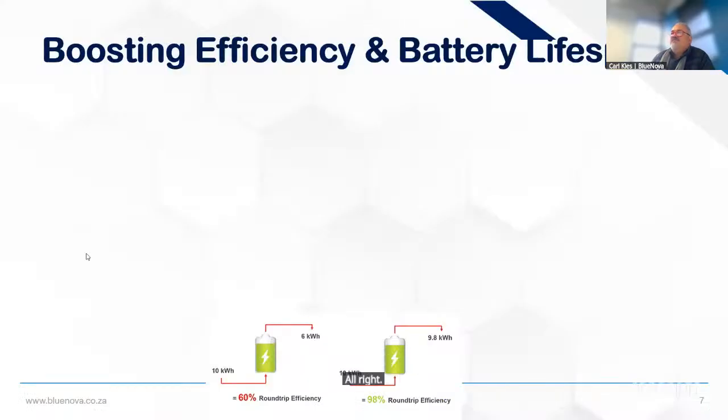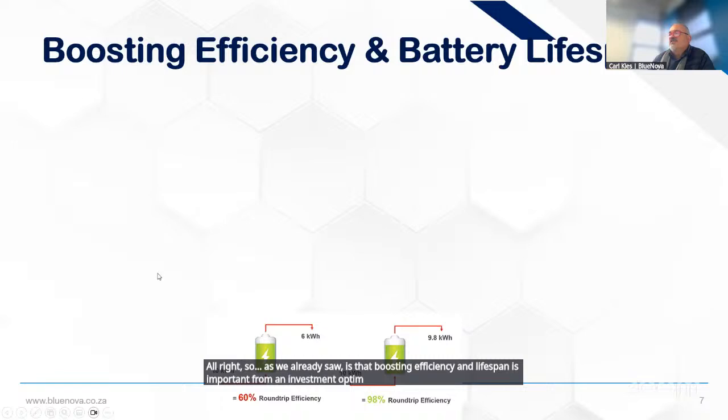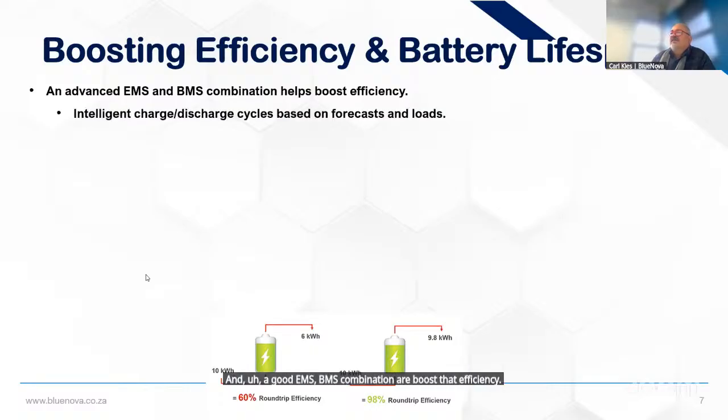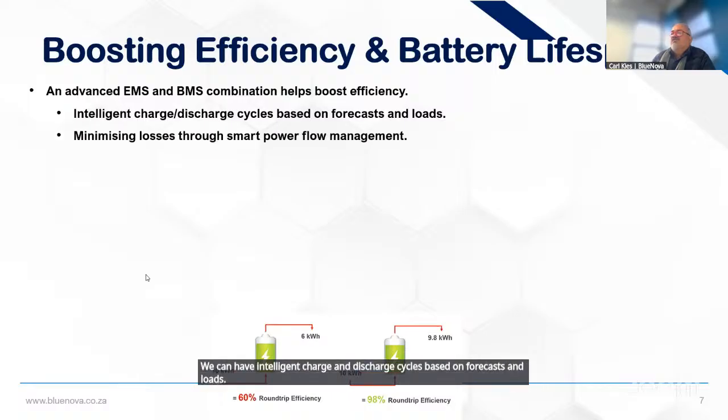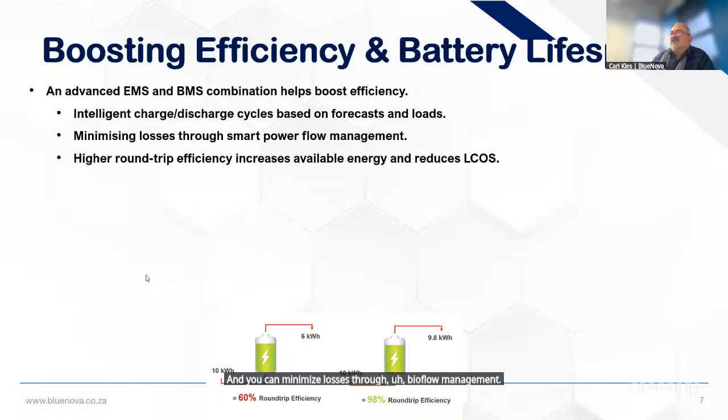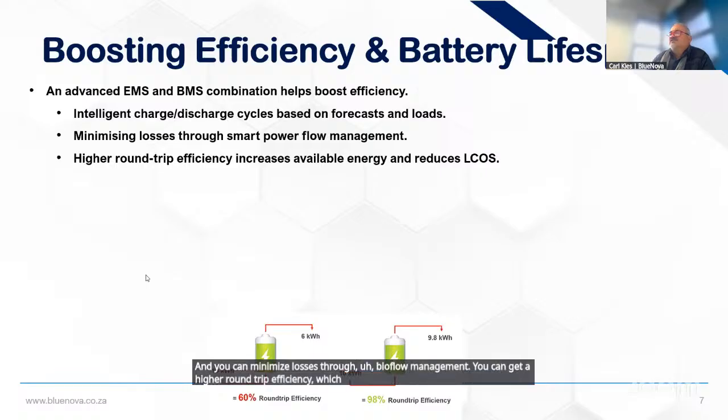All right, so as we already saw, boosting efficiency and lifespan is important from an investment optimization point of view. And a good EMS-BMS combination will help boost that efficiency, where you can have intelligent charge and discharge cycles based on forecasts and loads. And you can minimize losses through power flow management. You can get a higher round trip efficiency, which will increase your availability and reduce your cost.